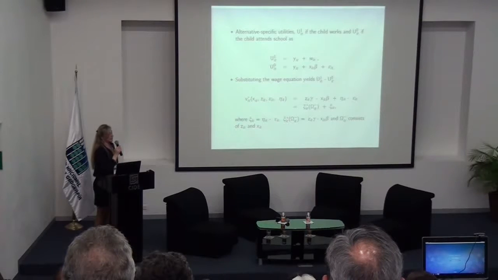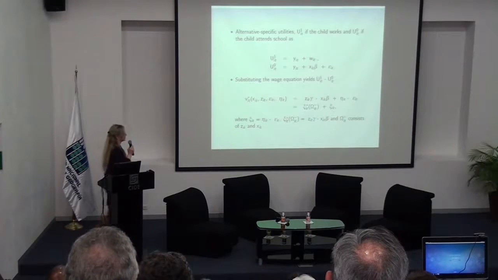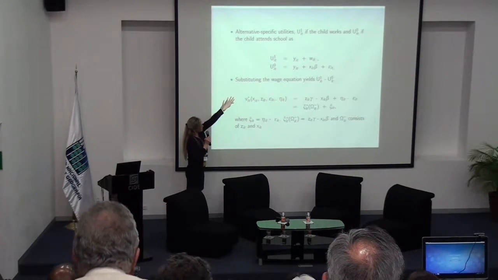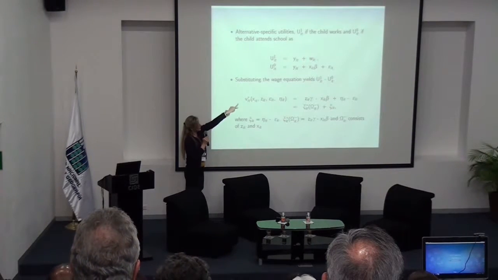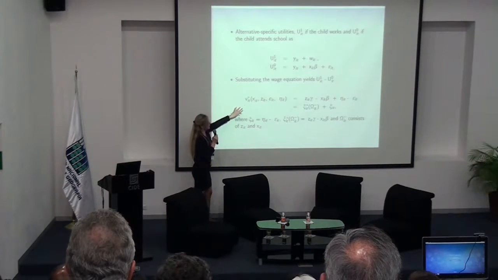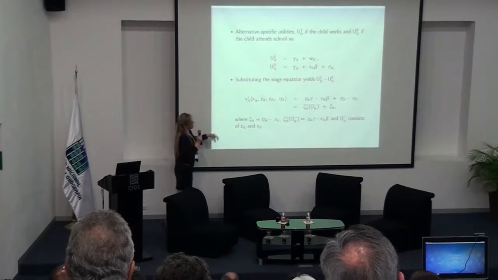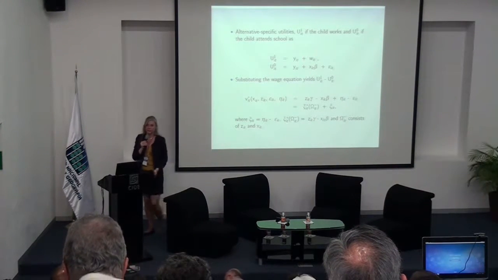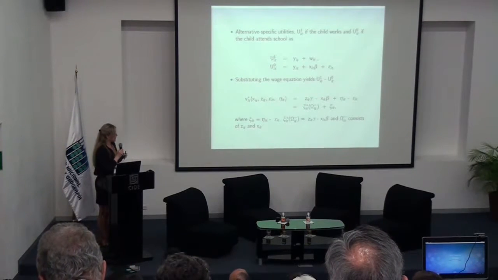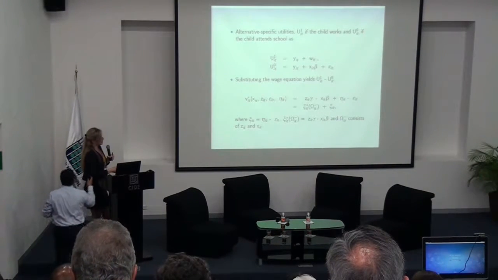We assume the family chooses the option that leads to the maximum enjoyment, which is the utility. So they're just trading off. If the child works, that's their utility. If the child doesn't work, then they get the utility that includes the value of the child going to school. Then they just choose which one maximizes. We could translate this into a probit model or a logit model, depending on what we want to assume about the unobservables, and specify a probability that the child works or not.